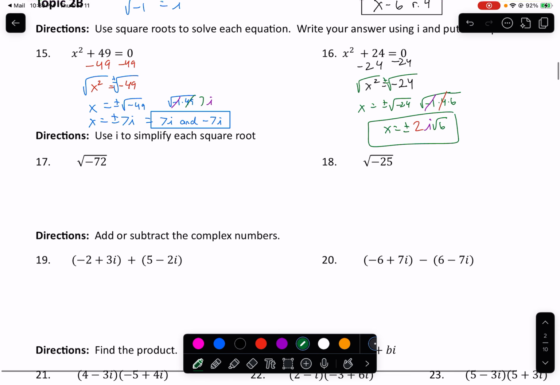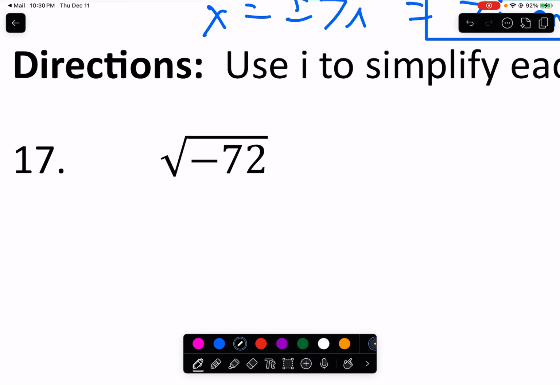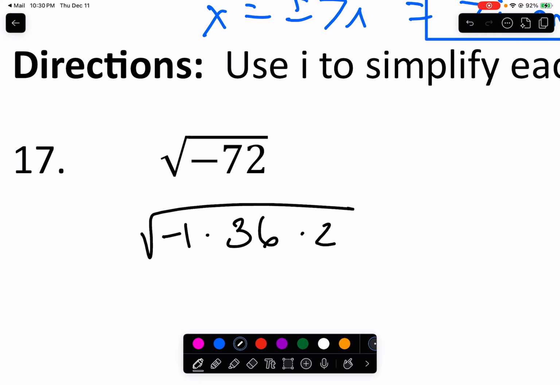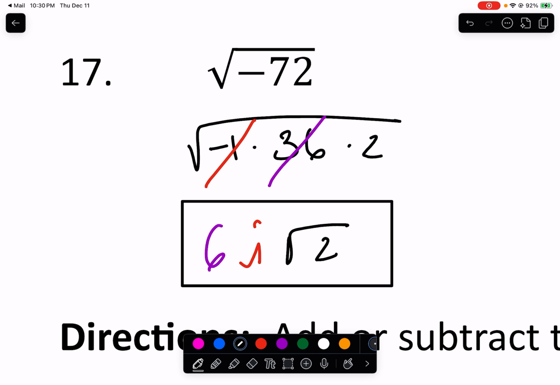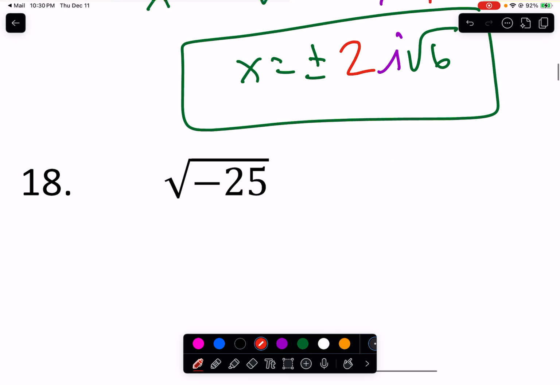All right. And then we're going to go ahead and simplify the square roots. Here we got to simplify the square root of negative 72. I break that down into negative 1 times 36 times 2. I get 6, and I've got my root 2. So 6i root 2. Here, this just gives me a 5i.